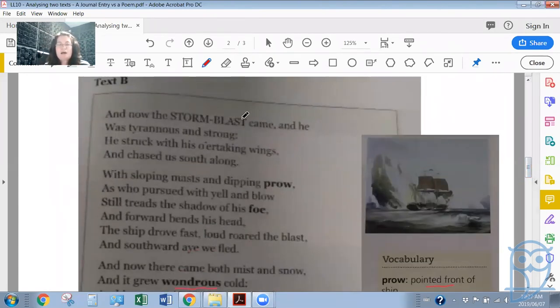And now the storm blast came, and he was tyrannous and strong. He struck with his o'ertaking wings and chased us south along. Let's look at these last 2 lines. The ship drove fast, loud roared the blast, and southward we fled.